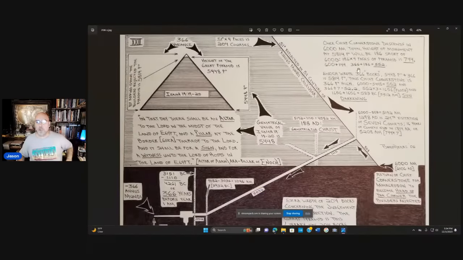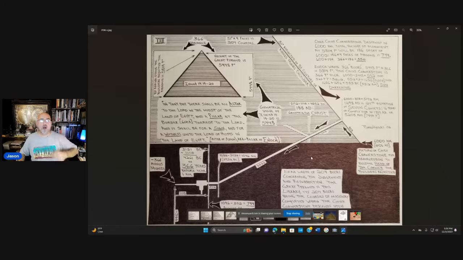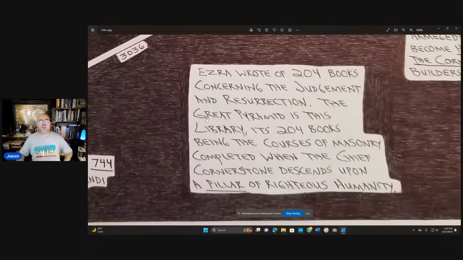So not only is the 366 inches up here a reference to the 366 books of Enoch, but even the 204, remember, the Great Pyramid is 204 levels. We know from 2nd Esdras, written in Greek, from the apocryphal book of Esdras, that Ezra wrote 204 books. This is what it says in the Apocrypha. This text was removed from the Old Testament canon. Ezra wrote 204 books, here it is, concerning judgment and resurrection. The Great Pyramid is the library. It's 204 books, being the courses of masonry completed when the chief cornerstone descends upon a pillar of righteous humanity.